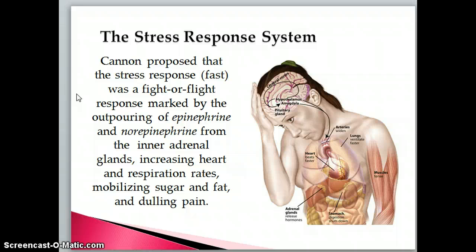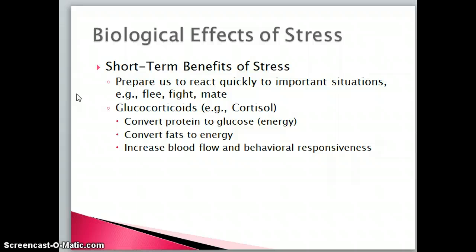And these seem to be kind of reflexive survival reflexes, but they're mediated by this part of our nervous system and this part of the endocrine system. In the short term, when our body goes through this fight or flight response, it can actually be very beneficial. It can help us prepare to react quickly to important situations such as fighting, fleeing, mating.